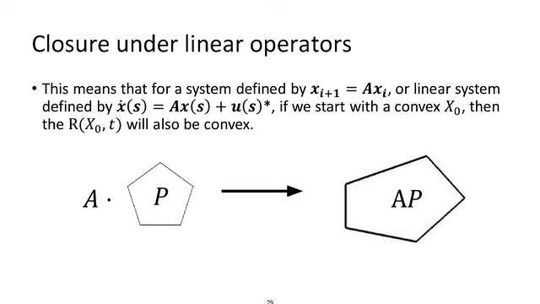And the reason why this is nice is that if we have a linear system defined this way or this way, then if we start with a convex set of states, our reach sets are always going to be convex because we're just multiplying by A. And this is very nice to represent. This tells us that our representation is going to be good because we can just use convex polytopes, ellipsoids, and stick with those.